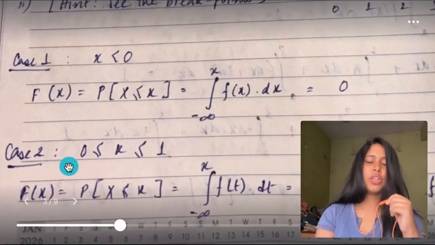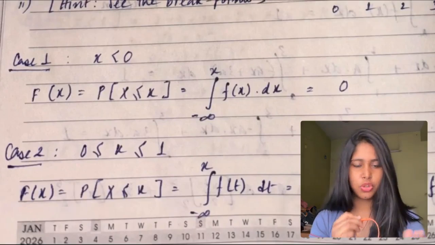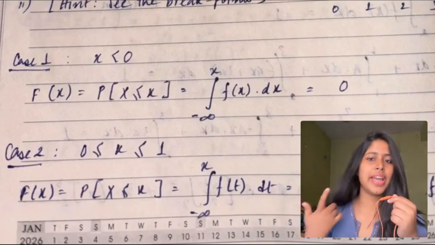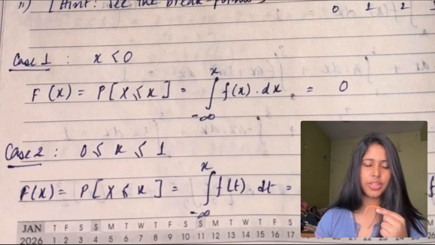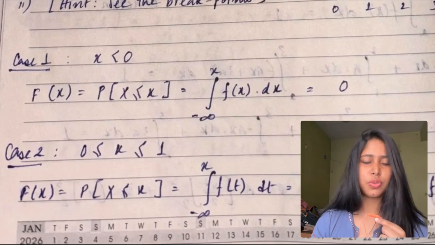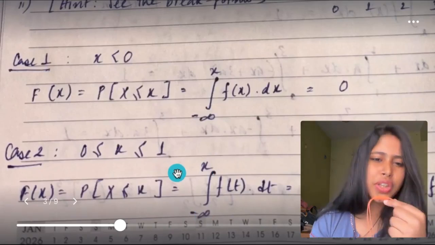See here, case number 2, how have I written it? 0 is less than or equal to x less than or equal to 1. Then capital Fx, we denote the cumulative distribution function CDF as capital Fx, okay? So capital Fx equals the probability of X less than or equal to x equals, but see here, everything is written in x here, right?